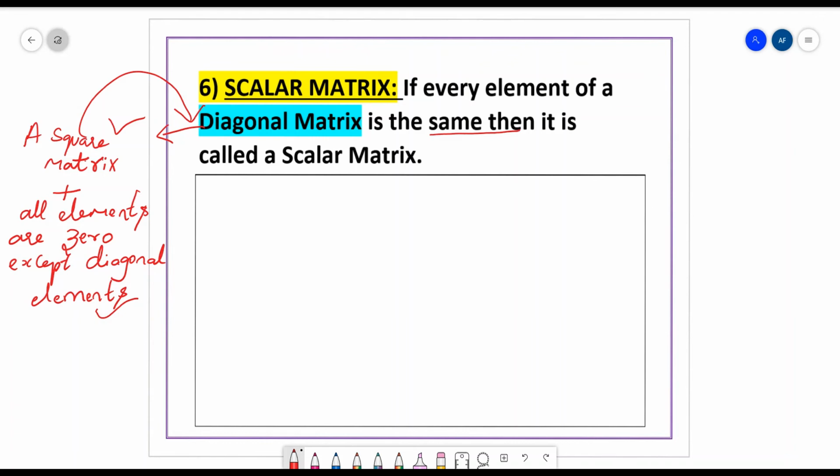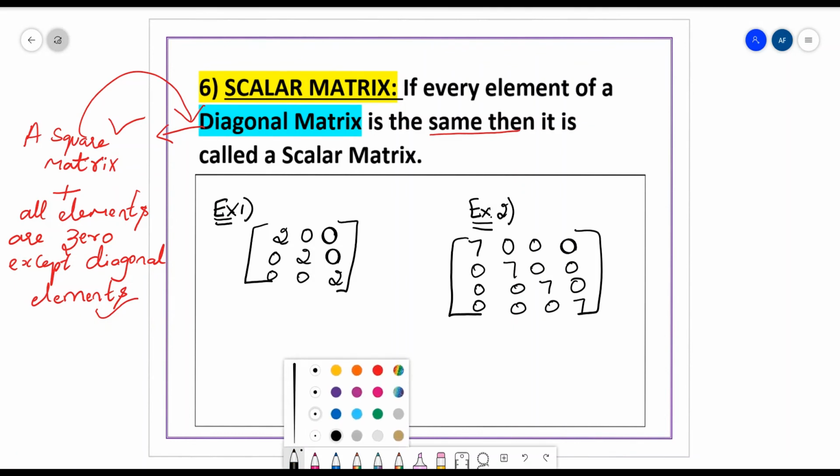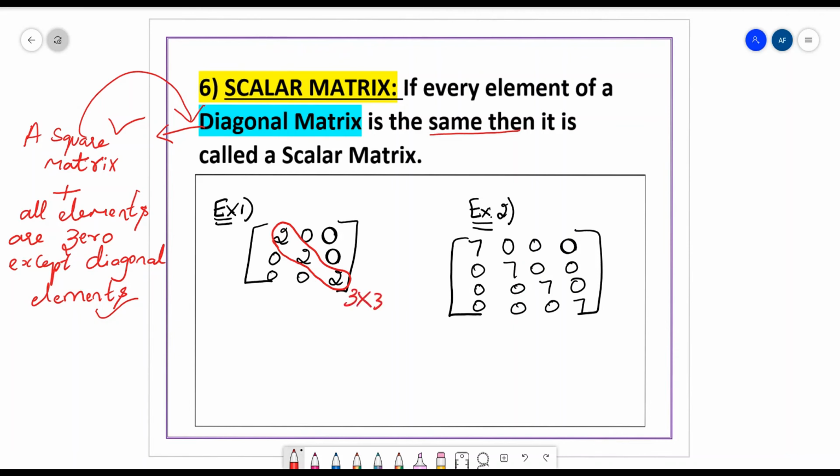Let us see some examples here. I have taken two examples. In example 1, we can see the diagonal elements are 2, 2, 2. The principal diagonal elements are 2, and the diagonal elements are the same in this case. First of all, it is a diagonal matrix. For a diagonal matrix, first it should be a square matrix. Yes, it is 3 cross 3, and all the elements should be 0 other than the principal diagonal elements, that is true. Plus, what is another point? The diagonal elements should be the same. If they are the same, then I can call this particular matrix a scalar matrix. Yes, it is true. So example 1 is a scalar matrix.